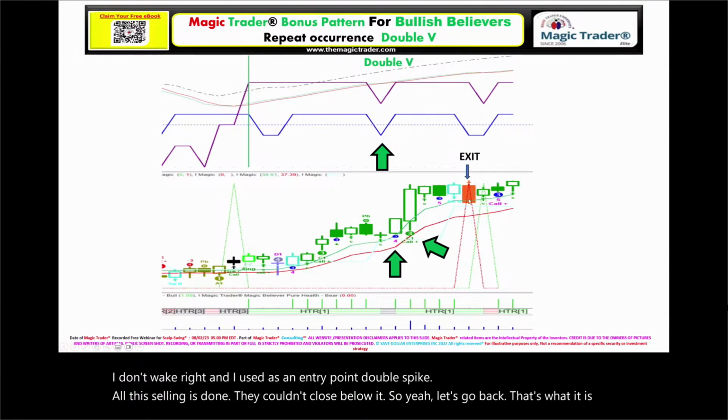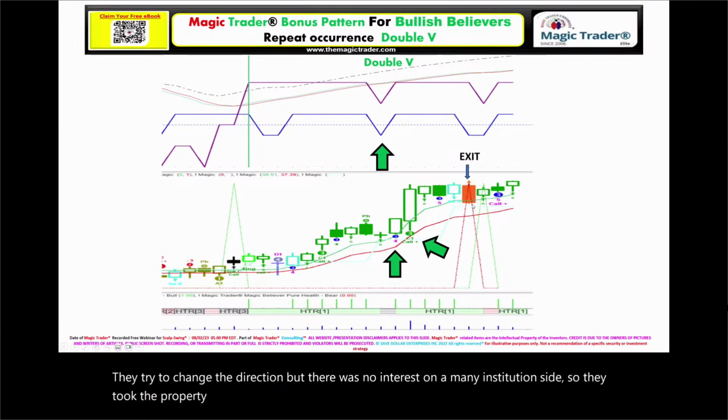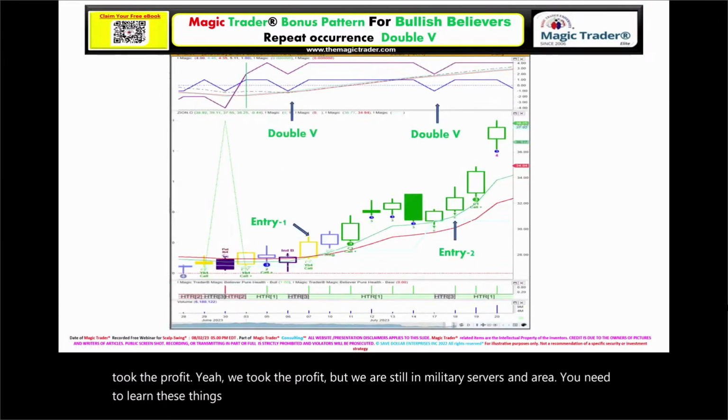They tried to change the direction, but there was no interest on many institutions' side. So they took the profit. Yeah, we took the profit. But we are still in the mean risk reversal area. You need to learn these things. So then you will enjoy this. Another security. It comes double.